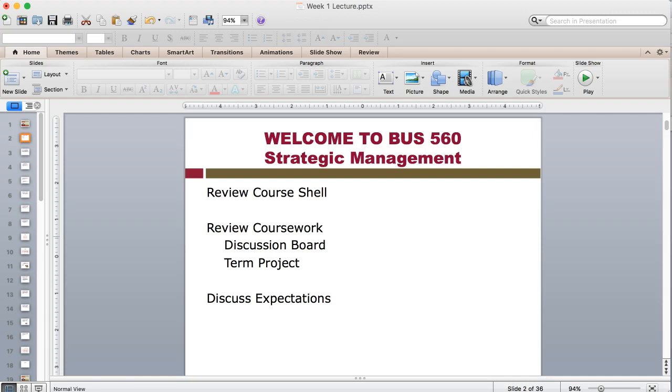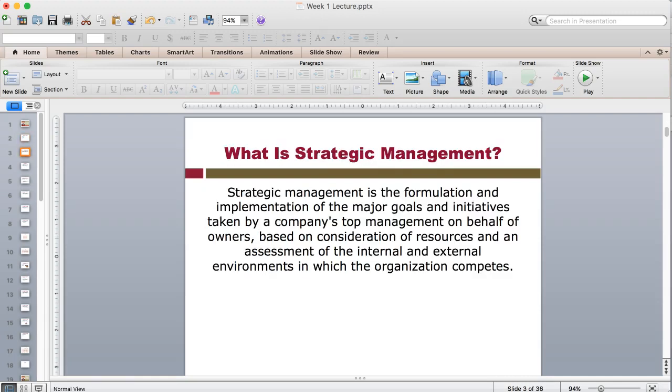All right, so where do we start? So let's start with what is strategic management. Strategic management is basically the initiation of major goals and initiatives that the company decides on based on its own resources, and an assessment of what's going on internally in that organization and what's happening outside of the organization that could affect it.